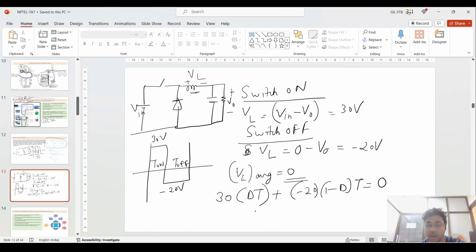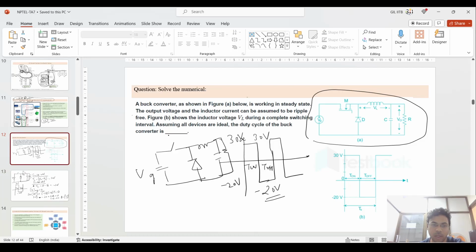The average value is equal to plus 0 minus 20 volt. So 30d is equal to 20, and 50d is equal to 20, so d is equal to 2 by 5, which is 0.4. So the duty cycle will come as 0.4, and d is equal to 2 by 5, the answer is 0.4.